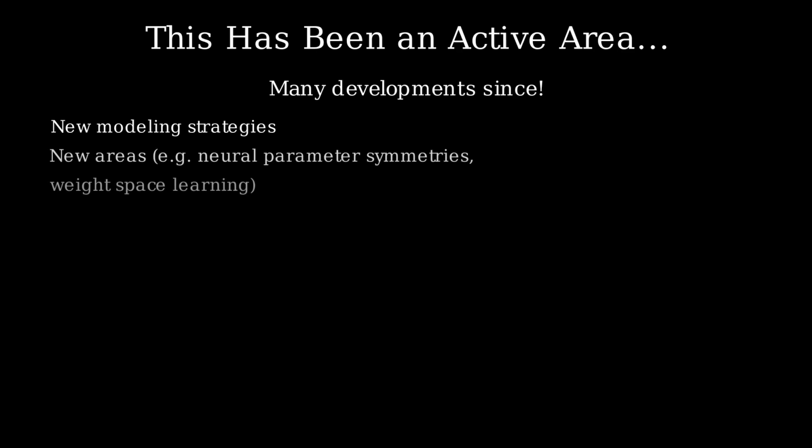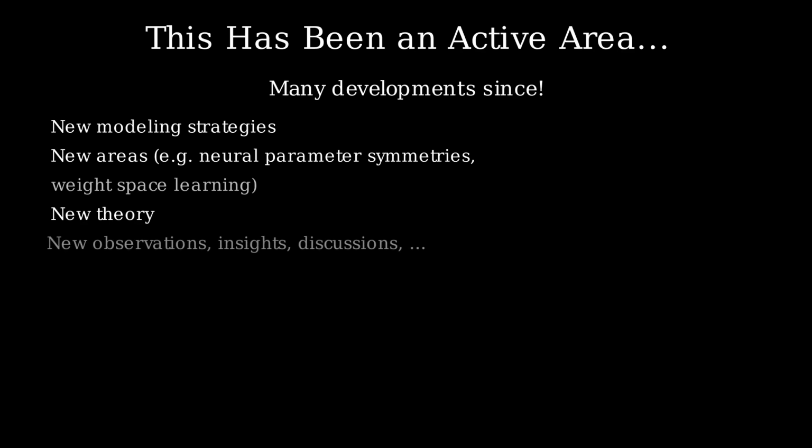Entirely new problem areas have opened up, most notably neural parameter symmetries and weight space learning, where the symmetries live inside the model weights themselves. New theory has sharpened our understanding of what equivariant models can and cannot express. And ongoing empirical observations, insights, and open discussions continue to push the frontier forward.